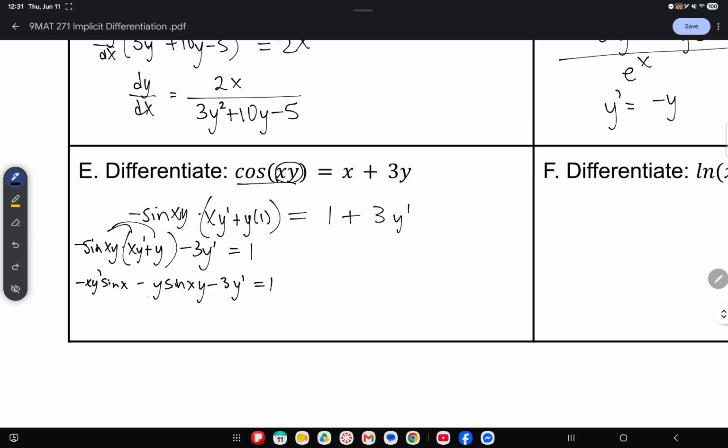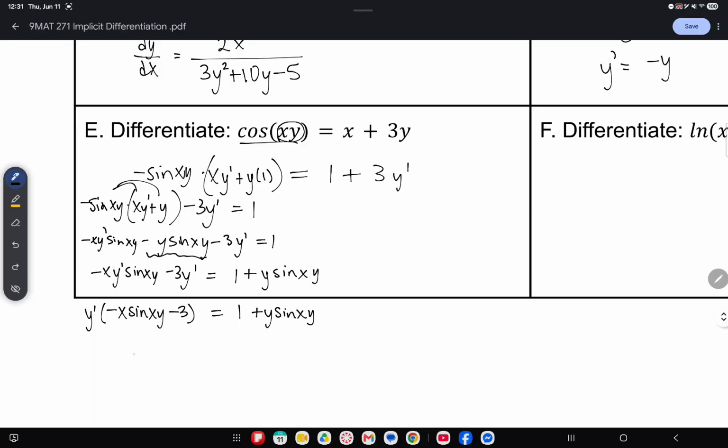Then I'm going to move the term that does not have the y prime. So I got negative xy prime sine of xy minus 3y prime equals 1 plus y sine of xy. I'll factor out my y prime. So I get negative x sine of xy minus 3. And then I can divide by that quantity. So y prime is 1 plus y sine of xy over negative x sine of xy minus 3.